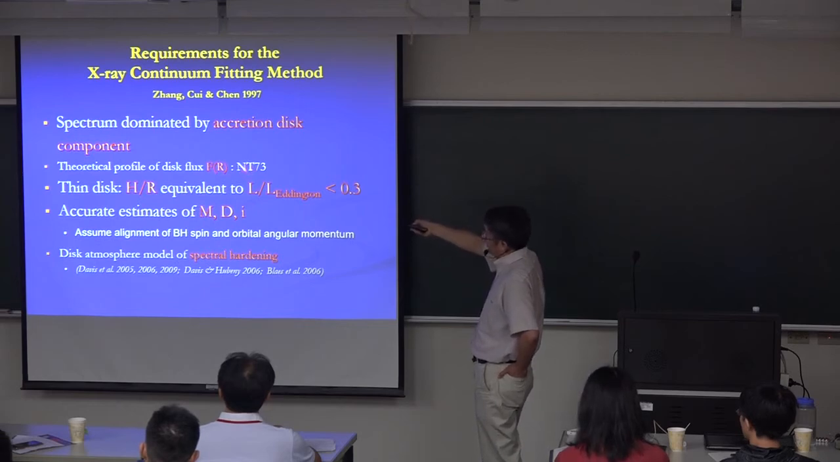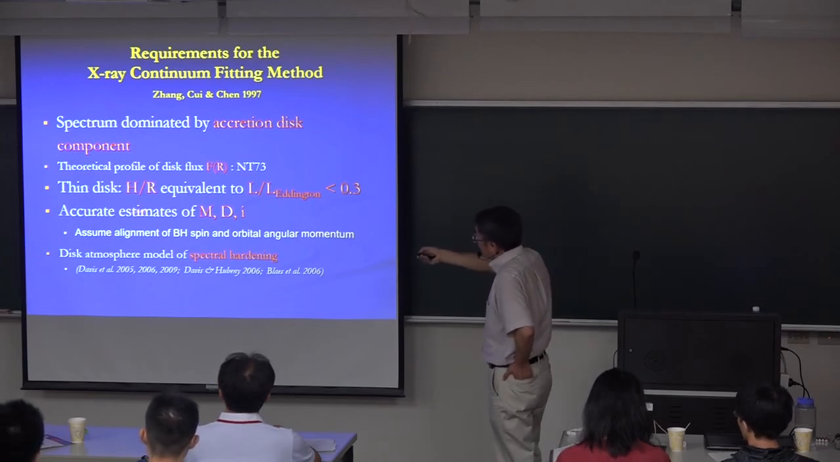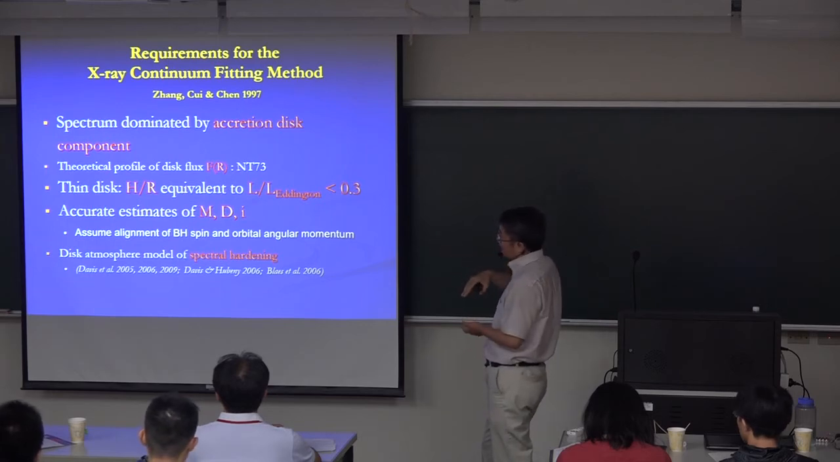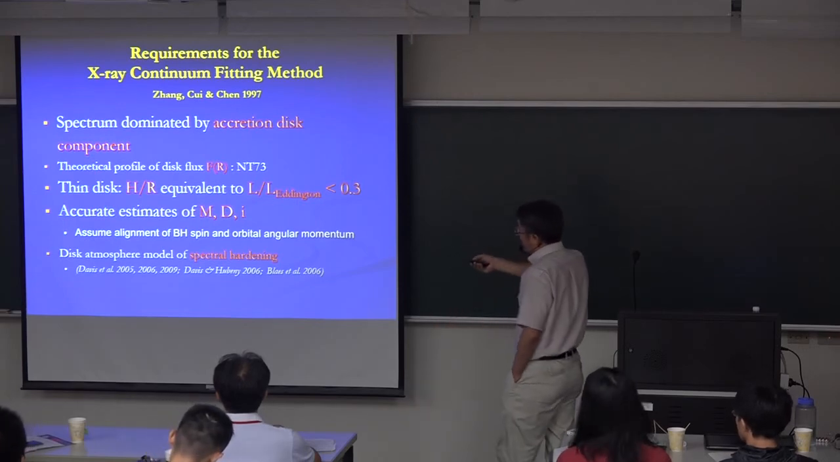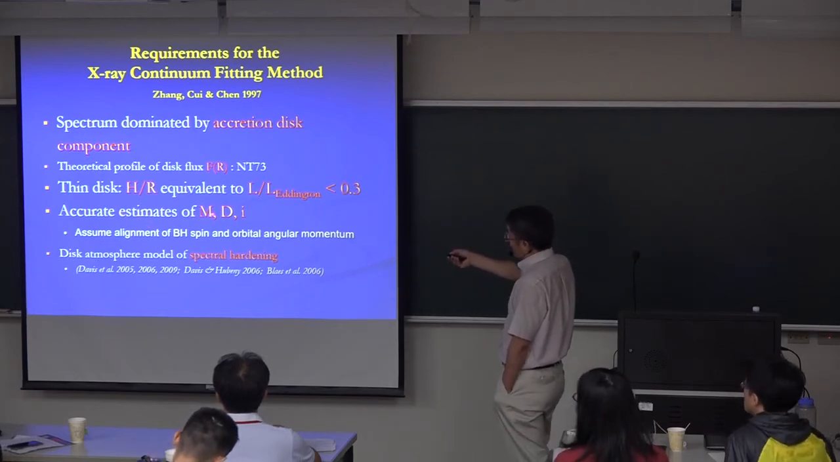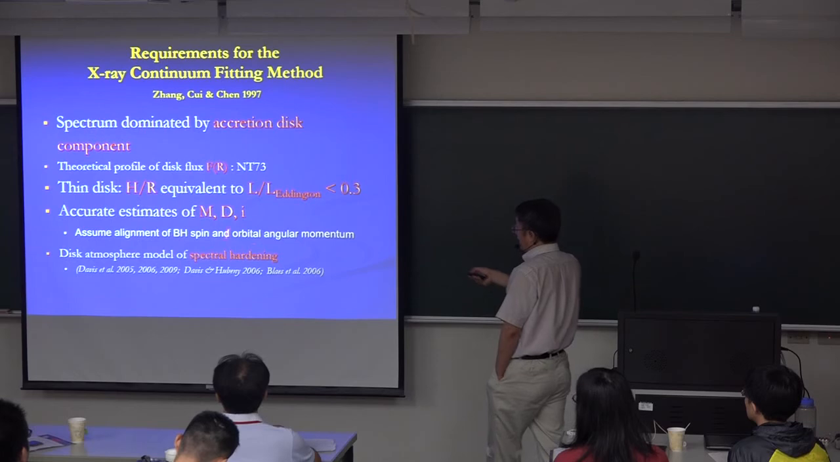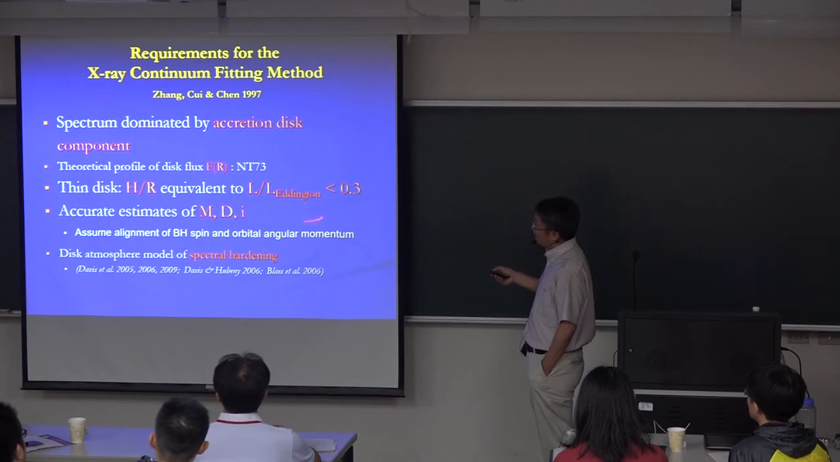And also the theoretical profile of the disk, we use the standard one. This is Novikov-Thorne. You can regard it as the same as the standard disk in the GR version. For the thin disk, we require h over r to be smaller than this value. Otherwise, the disk will be too thick, so the solutions we just described will not be valid. This is another requirement. Then we also need accurate estimates of the black hole mass, distance, and inclination angle, as I mentioned before. Once we have good measurements of these quantities, we can have a good measurement of the ISCO value.